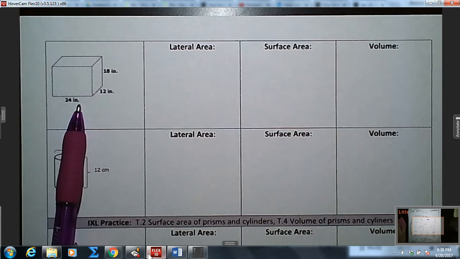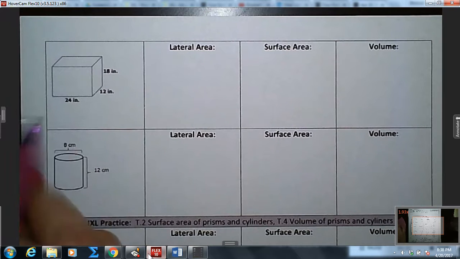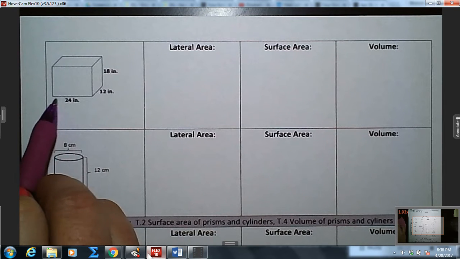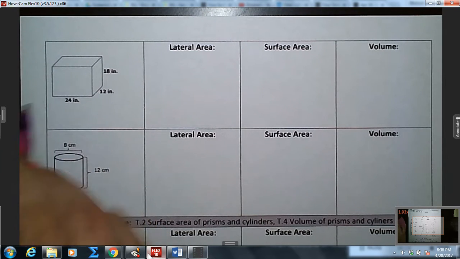A prism is a three-dimensional object that has two parallel bases, which is just two sides that are parallel to one another. In this case, this is a rectangular prism because the base shape is a rectangle.